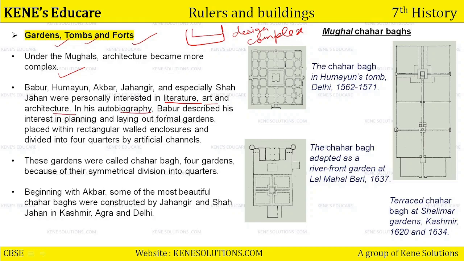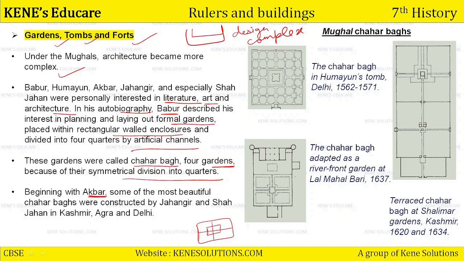In his autobiography, Babur described his interest in planning and laying out formal gardens placed within rectangular walled enclosures and divided into 4 quarters by artificial channel. यहाँ पे बेसिकली बाबर ये कहना चाहते थे कि ऐसे एक लैंड हो और it has to be divided into 4 equal quarters और बीच में कोई बिल्डिंग बनी हुई हो. Okay, these gardens were called char bagh or 4 gardens because of their symmetrical division into quarters.